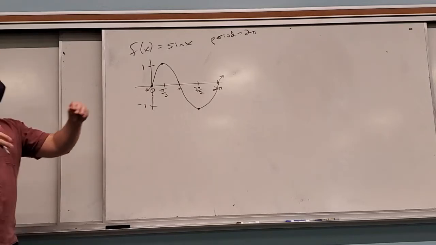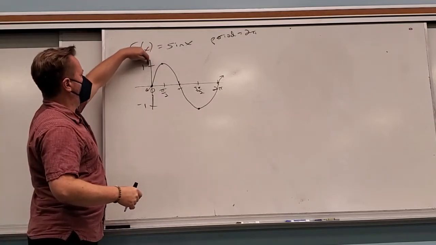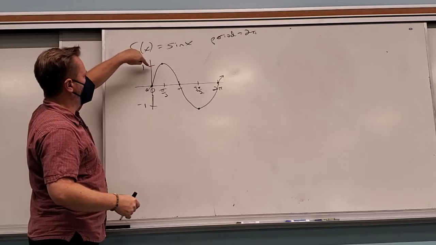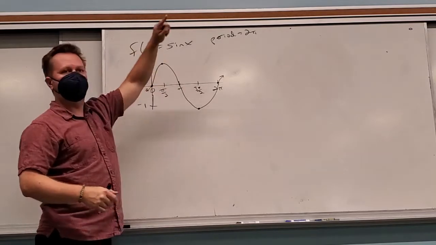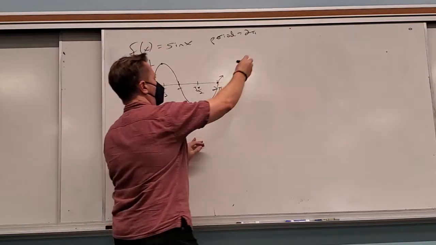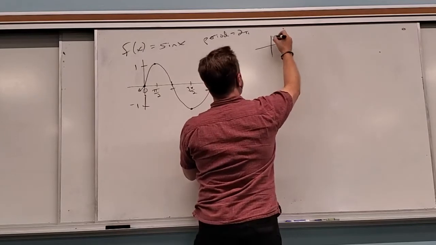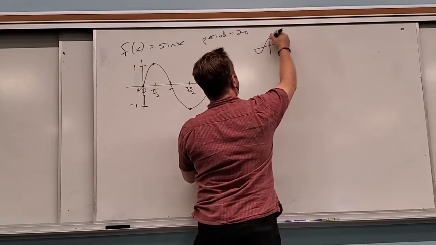Cosine is the same thing, except it's just shifted back pi over 2. So it starts at 1 and then goes down and up. I kind of think of a cosine function, well, it doesn't really look like this, but it sort of looks like this.